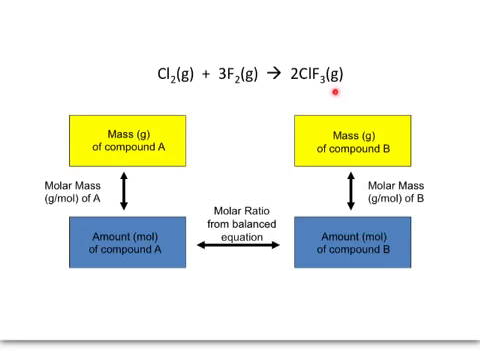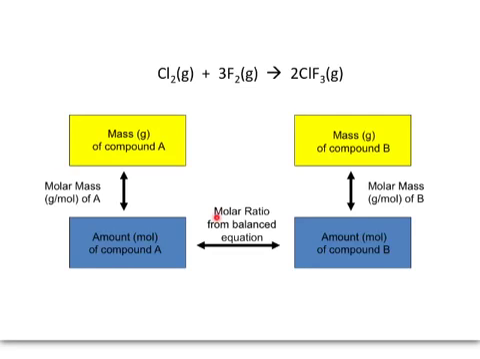So this particular equation tells us that when 1 mole of chlorine reacts with 3 moles of fluorine, it produces 2 moles of chlorine trifluoride. So the equation doesn't tell us about mass, it tells us about the moles. So we can convert between the moles of one compound involved in the reaction with the moles of any other compound involved in the reaction by using the coefficients in the reaction as a conversion factor.